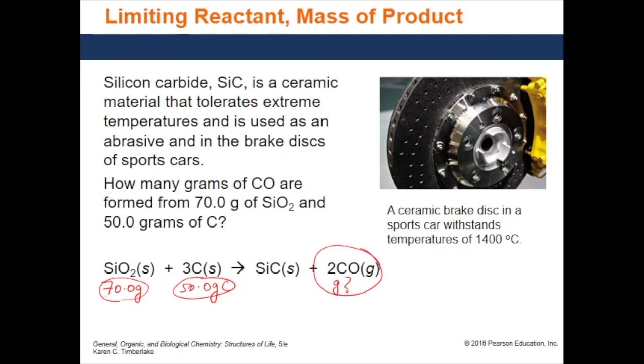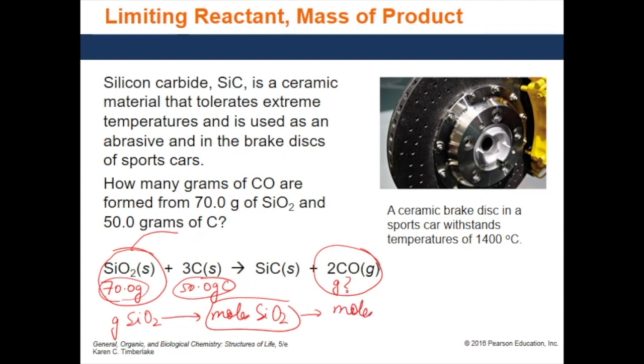So we'll start first with one of the compounds, which is grams of silicon oxide. We'll go from grams of SiO2 to moles of SiO2. Then we can go from moles of SiO2 to moles of CO. Once we have moles of CO, we can go to grams of CO. And that would be our solution map for going from one of the reactants. Then we do the exact same thing with carbon.